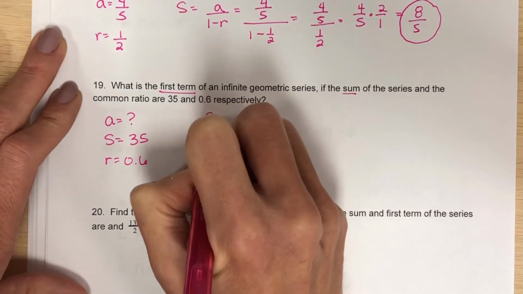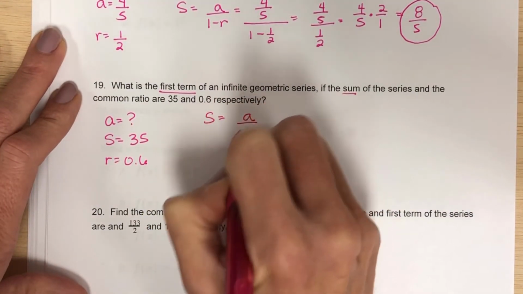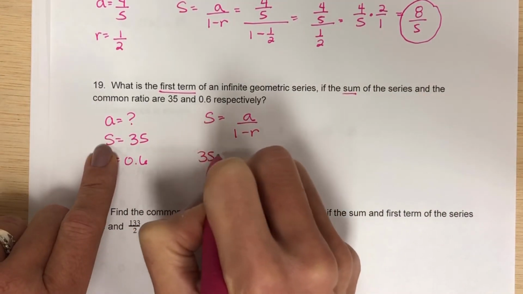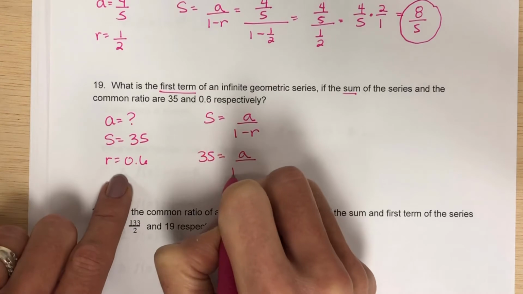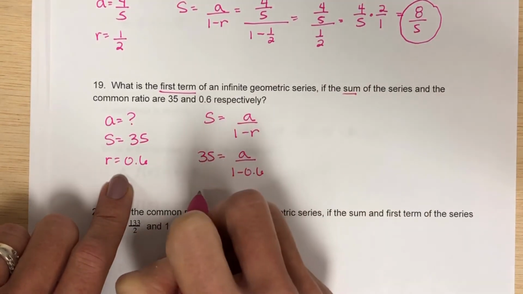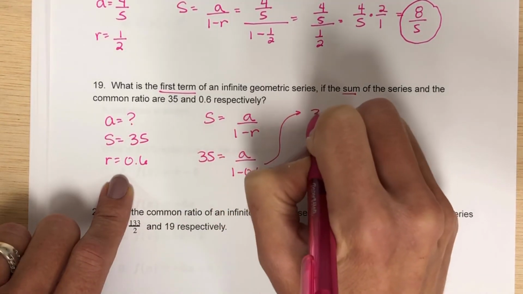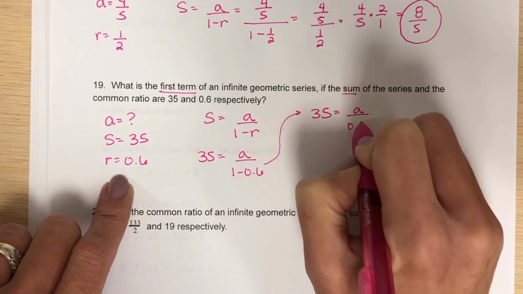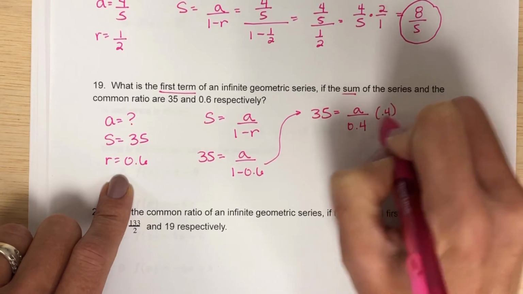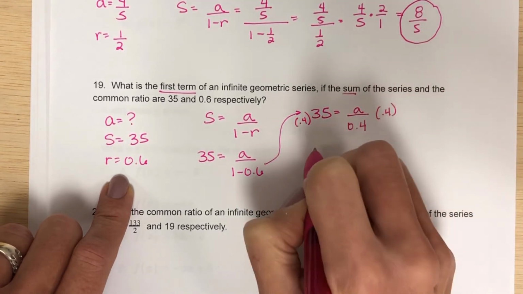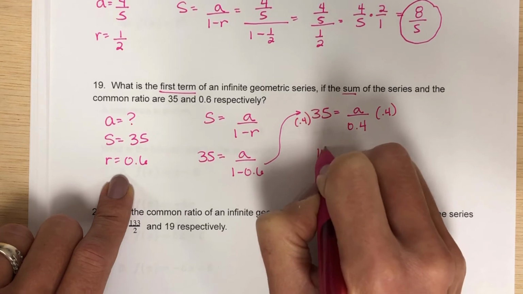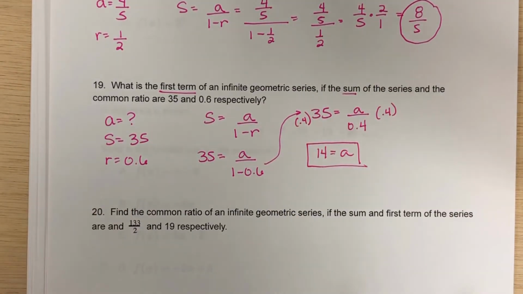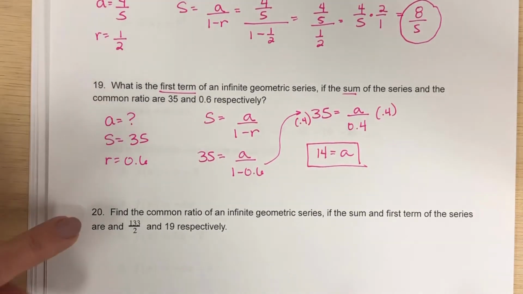So let's write down our formula and plug in what we know. The sum is 35. I don't know A. I'm going to multiply by 0.4. 35 times 0.4 is 14. My first term is 14. Go ahead and try number 20.